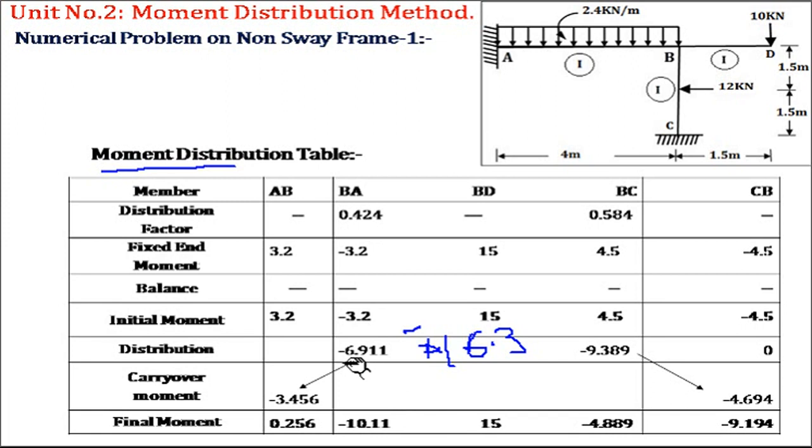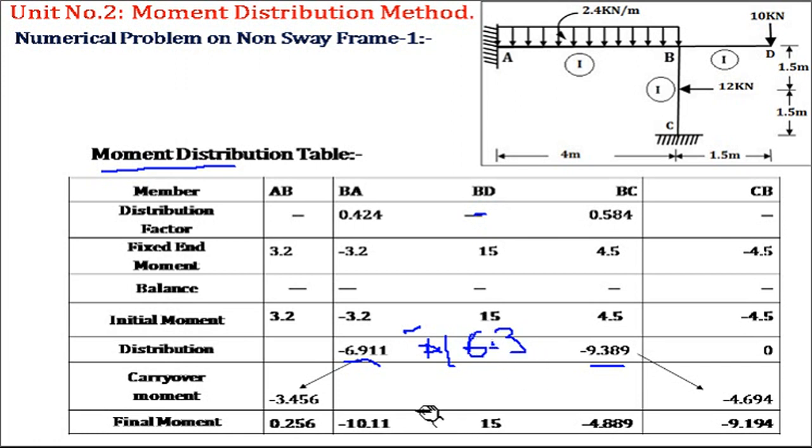So we get the value as minus 6.911. The component of correcting moment for the member BC will be minus 16.3 into 0.584. So we get the value as minus 9.389. Now the distribution factor for member BD is 0, so there will be no distribution.